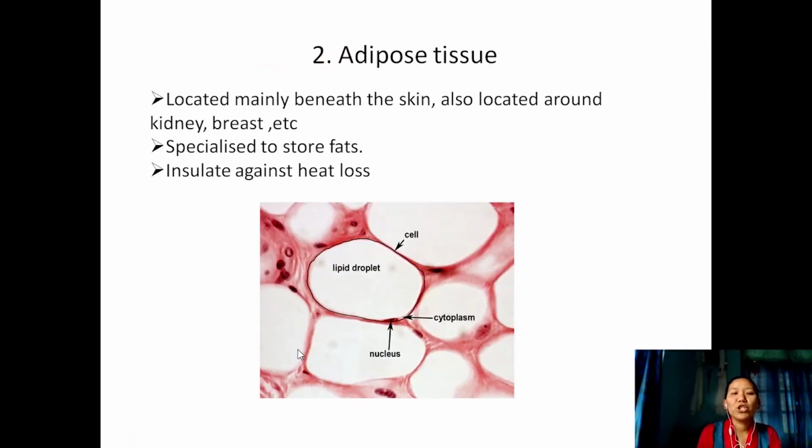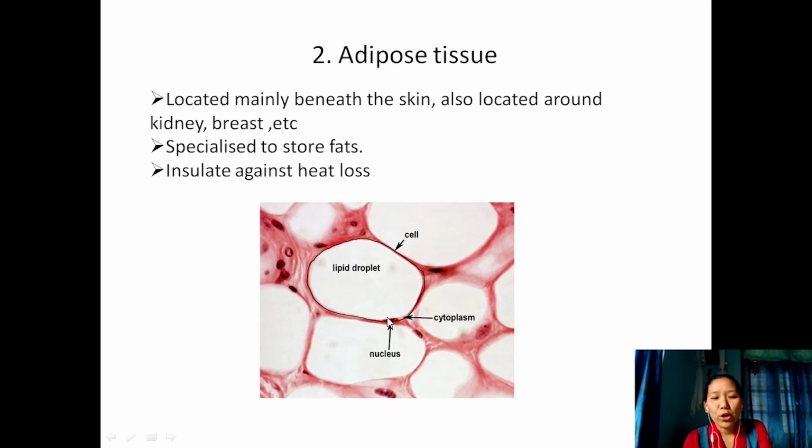The second one is adipose tissue. These adipose tissues are also present beneath the skin. They are located around the kidney and breasts, and these are specialized to store fat. Here you can see each one is an adipose cell, and all together they form adipose tissue. As discussed, tissue is made up of a number of cells. This is a cell, and these contain lipid droplets, so they contain fats. Then the cytoplasm, and the nucleus is pushed towards a corner in the cell.